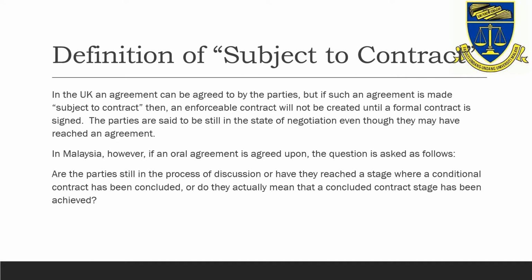In Malaysia, however, if an oral agreement is agreed upon, as we all know under Section 10 of the Contracts Act, any agreement is a contract. The question then for us to ask will be, are the parties still in the process of negotiation, or have they reached a stage where at least a conditional contract has been concluded? Or do they actually mean that a concluded contract stage has been achieved? Now, the reason it's important is because once a contract has been created, parties' obligations come into play. If there is no contract, then the parties do not have any obligations. Please keep that in mind.